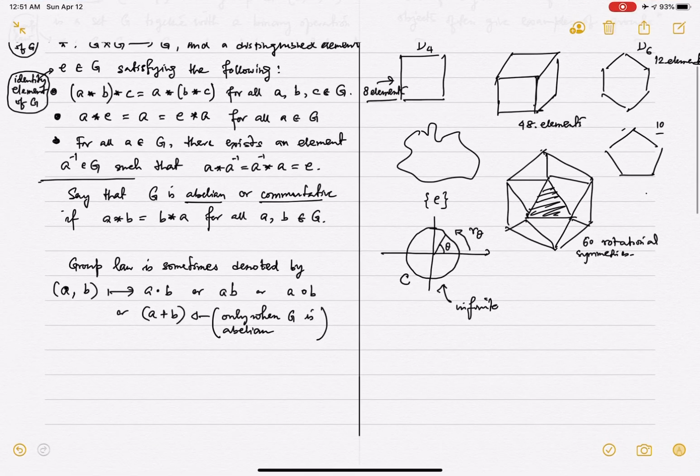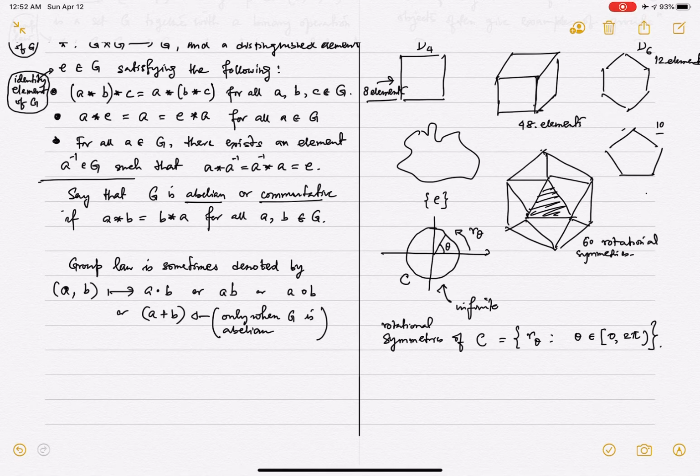So the symmetries of C, just rotational symmetries, let's say, are given by all these r thetas, where theta could be any angle between 0 and 2 pi. Well, 2 pi rotation is back to identity, so I don't count that.